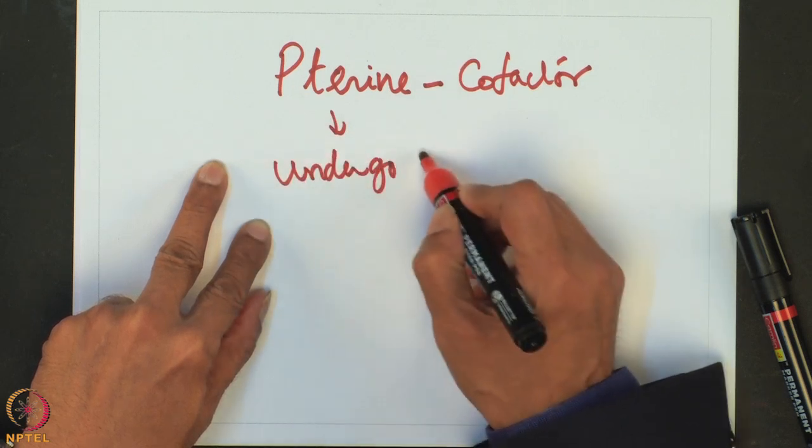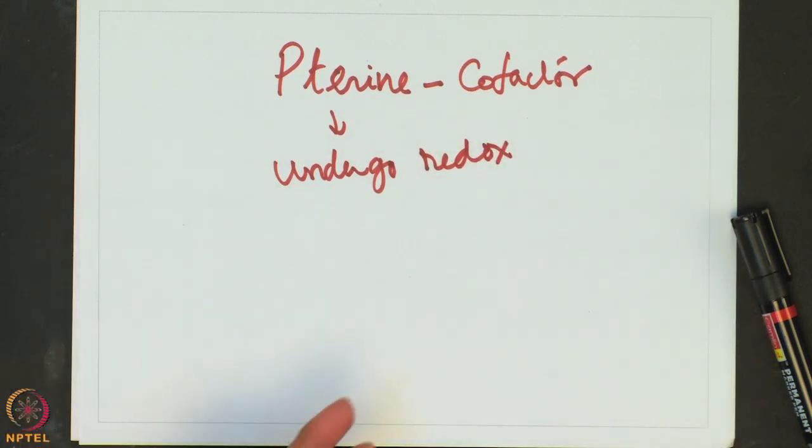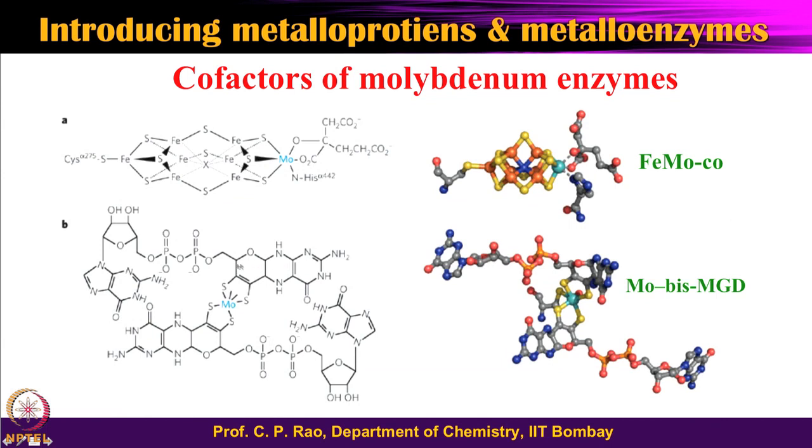So, this is a redox type of cofactor. These are called pterins. You can see there is one pterin moiety connected through two bridging phosphates to a sugar and a nucleic base. So, this whole part is a nucleotide, this whole part is pterin, a pterin-based nucleotide. This will act as an electron transfer system. So, it is basically organic electron transfer.